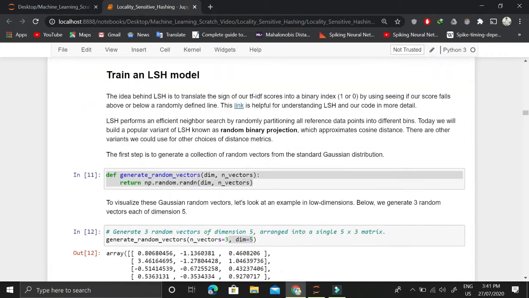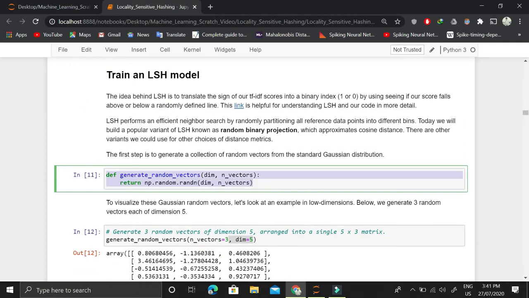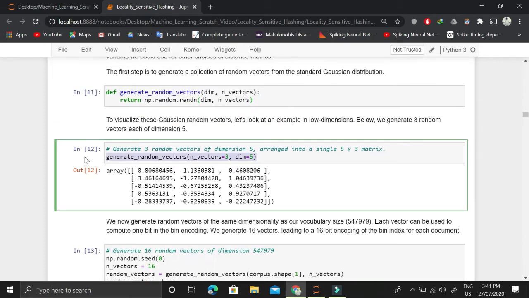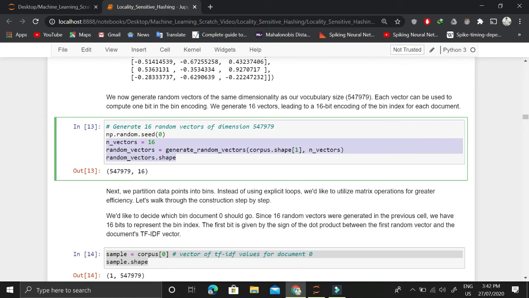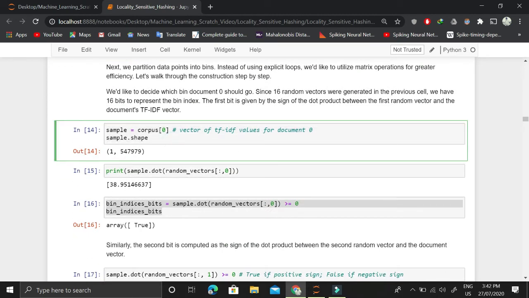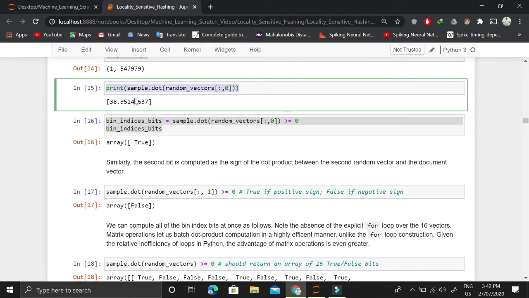Okay, then this is where our real code starts. We train the locality sensitive hashing model by first randomly generating different vectors. This is just testing the function of generating 3 vectors of dimension 5, and then we will generate random vectors for the whole Wikipedia document, which is stored in this corpus. Once we have done that, we extract a single sample, we take a dot product, and we look at whether the value with the first random vector is positive.